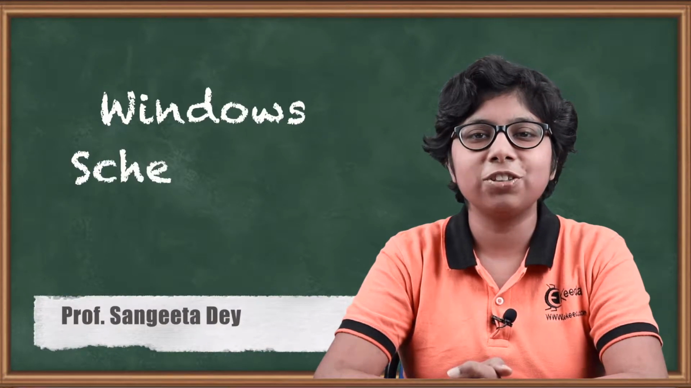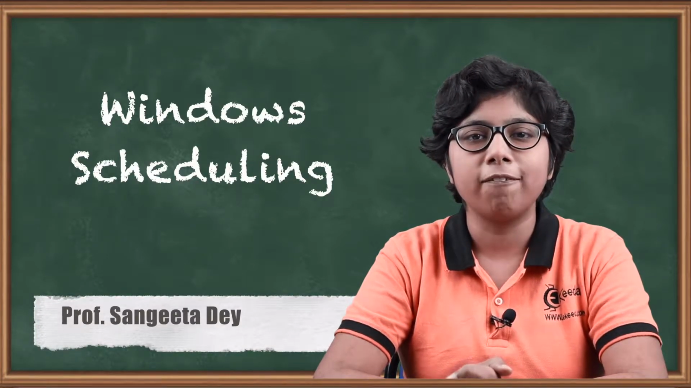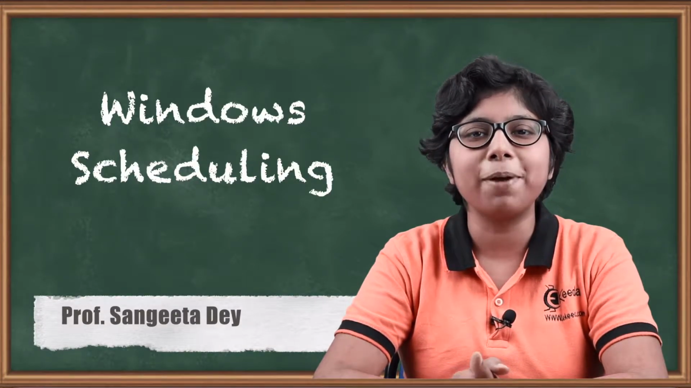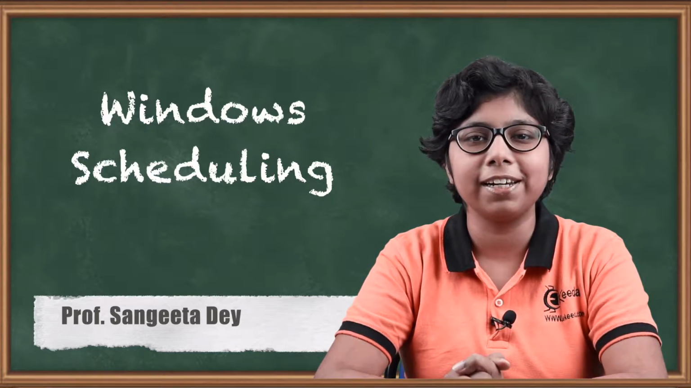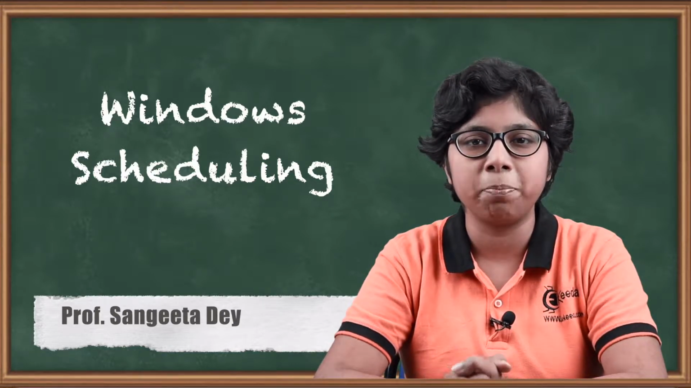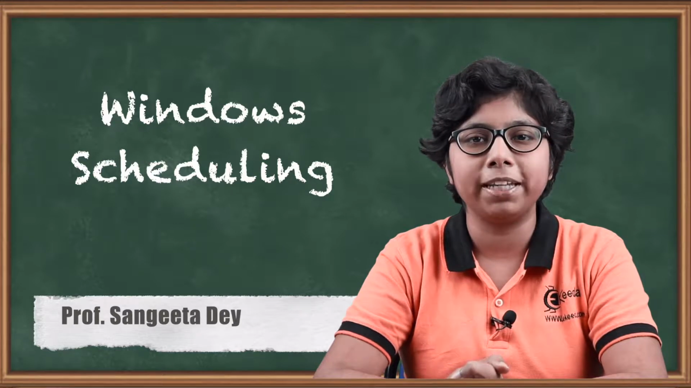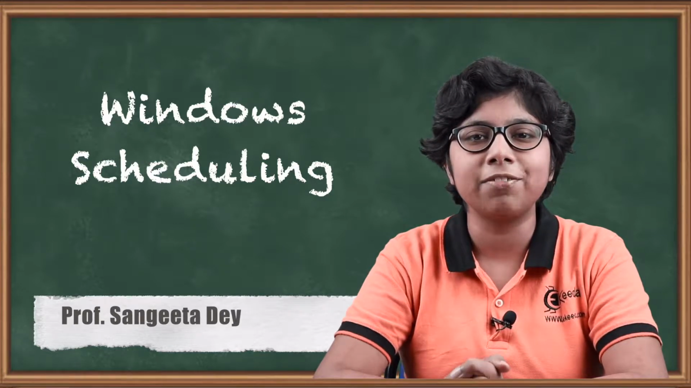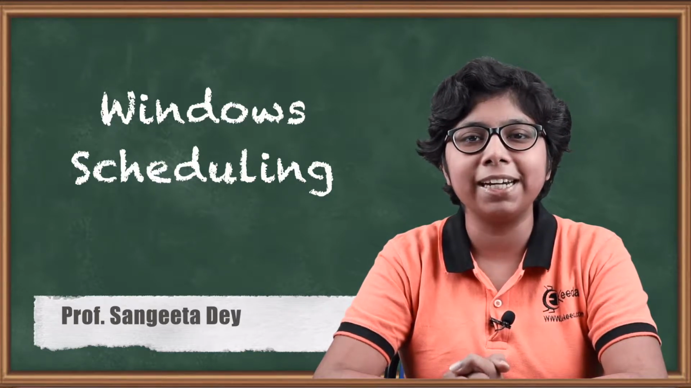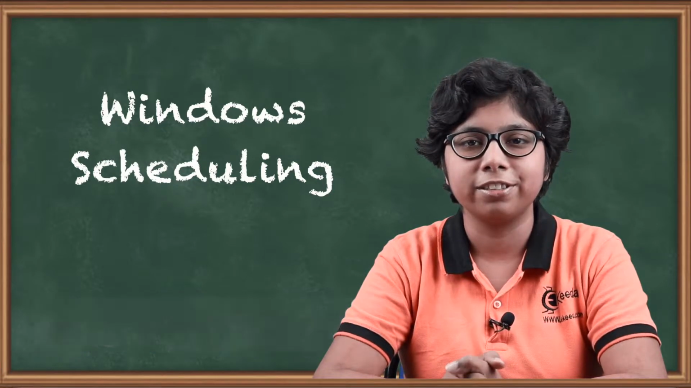Hello friends, today we are going to discuss Windows scheduling. What are the priority classes and scheduling classes attached in the Windows API? How to implement them? And what are the advantages or disadvantages of the priority classes in Windows?